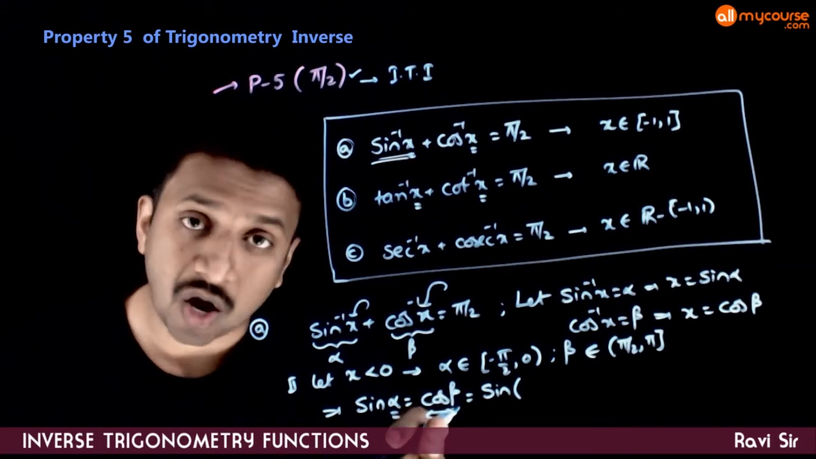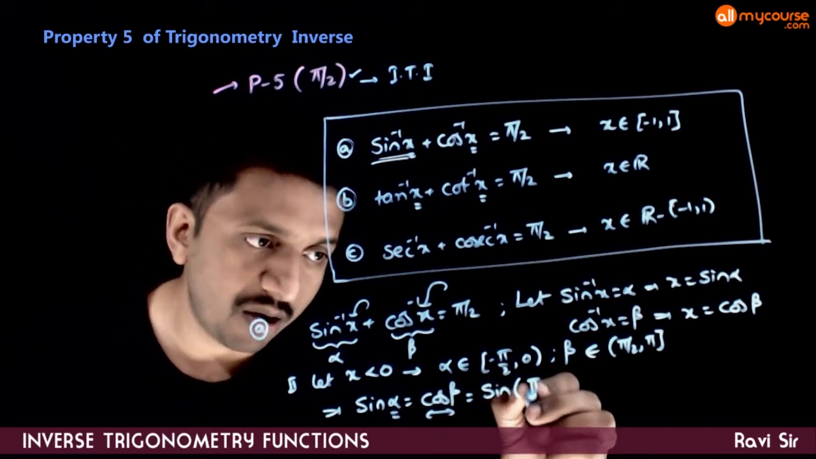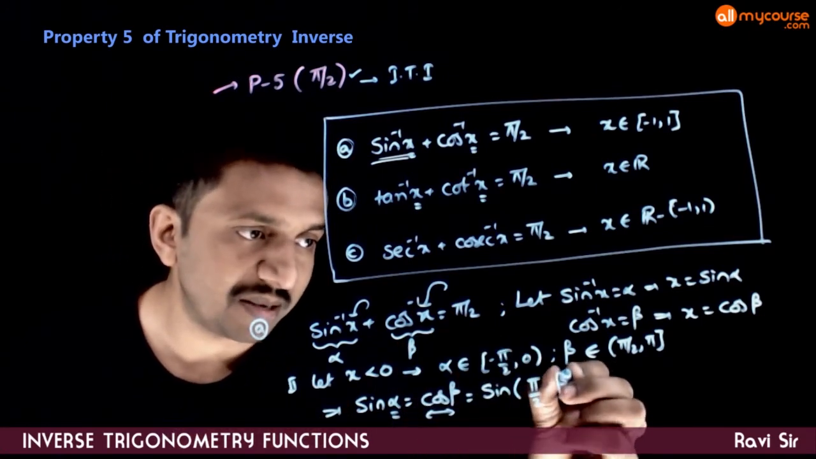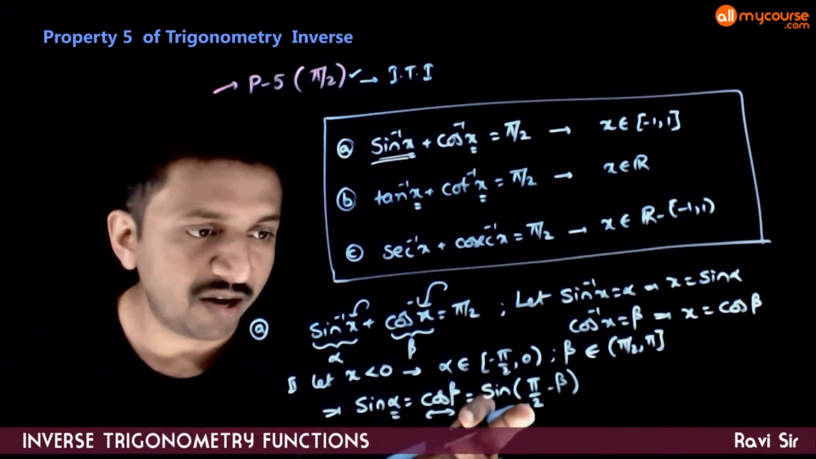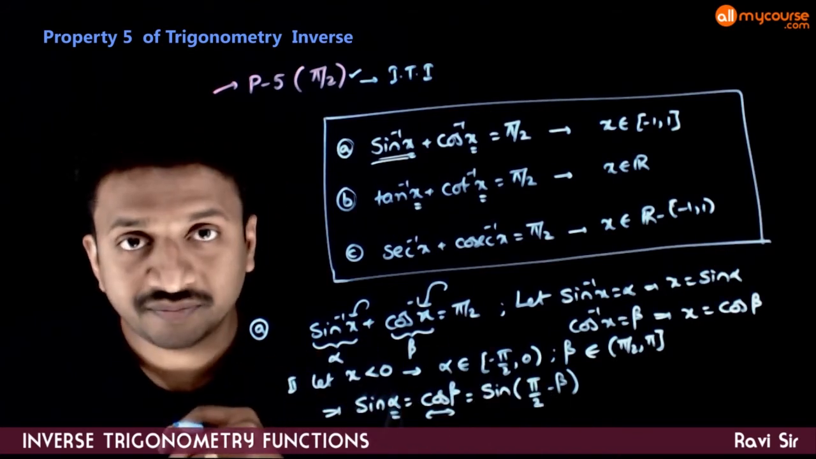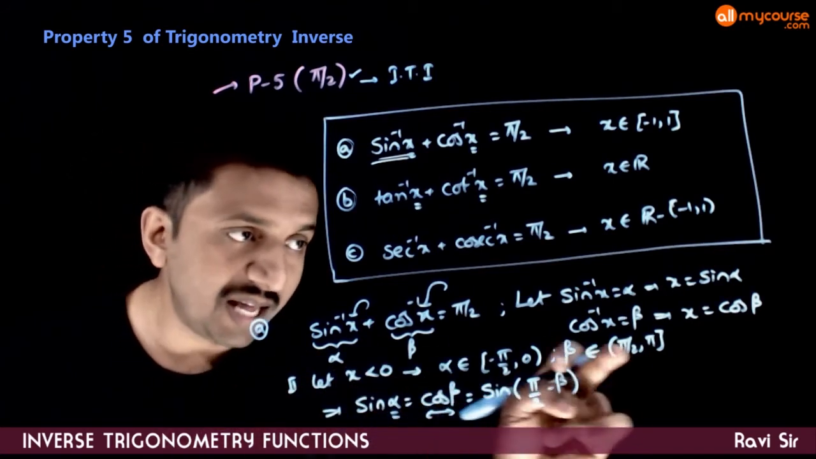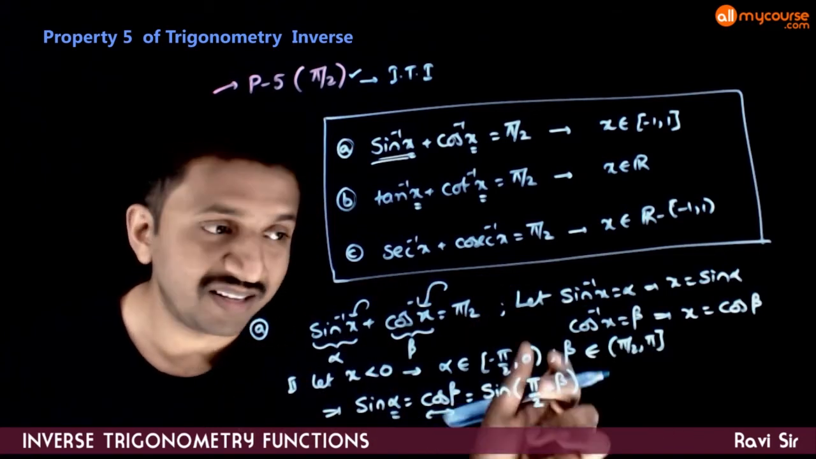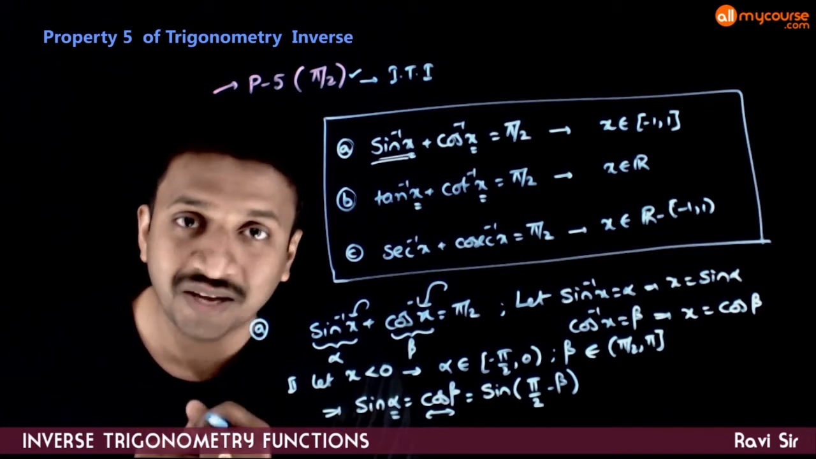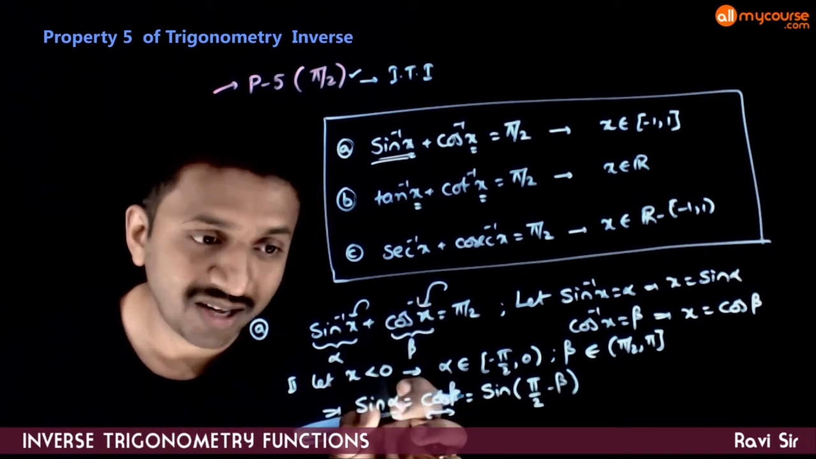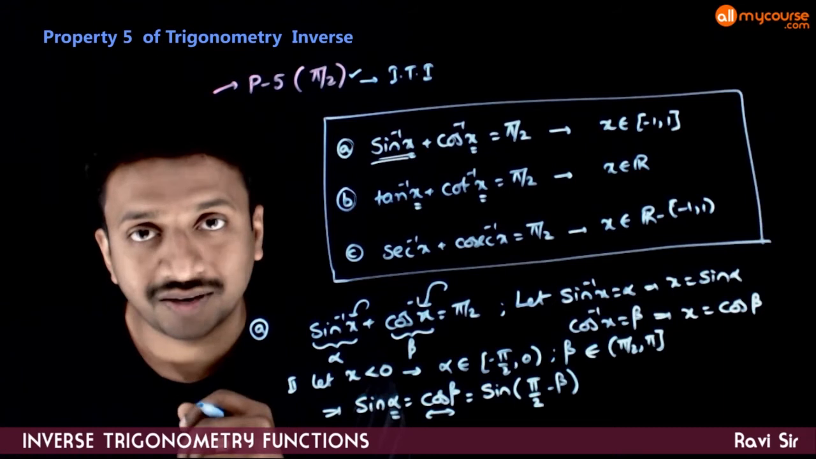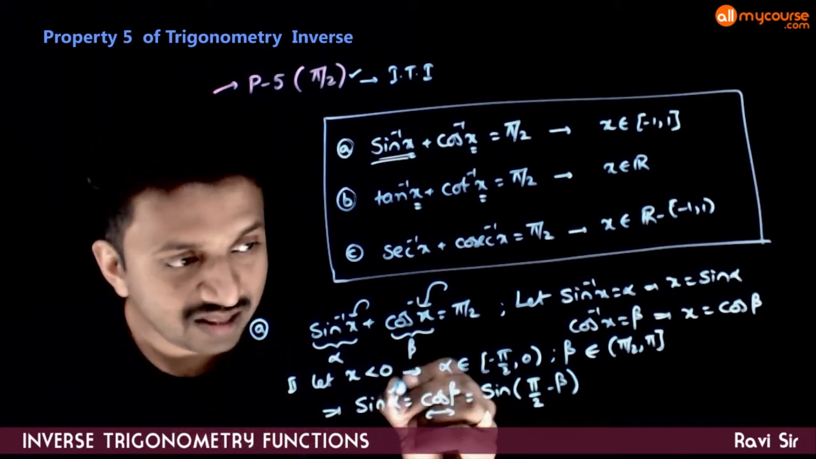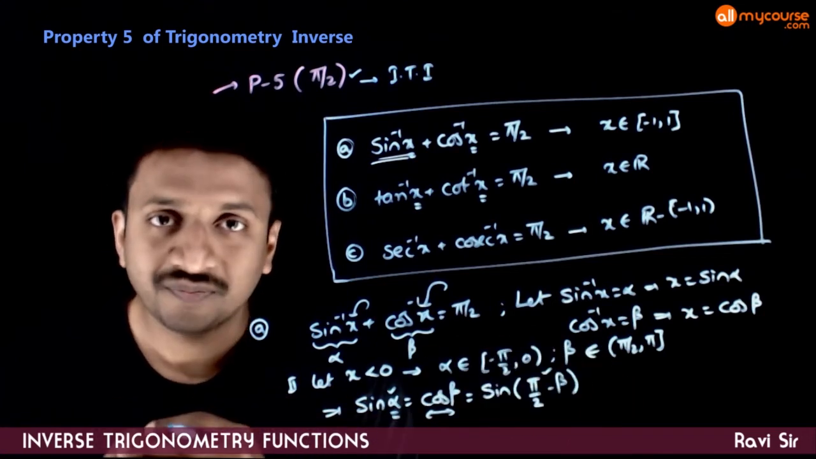So cos beta can be written as sine of pi by 2 minus beta, right? So sine of pi by 2 minus beta is cos beta. Now beta is in between pi by 2 and pi. So pi by 2 minus beta is in between 0 and minus pi. So this is also in the fourth quadrant. This alpha is also in the fourth quadrant. So both these angles are in the fourth quadrant. Hence, these two have to be equal.